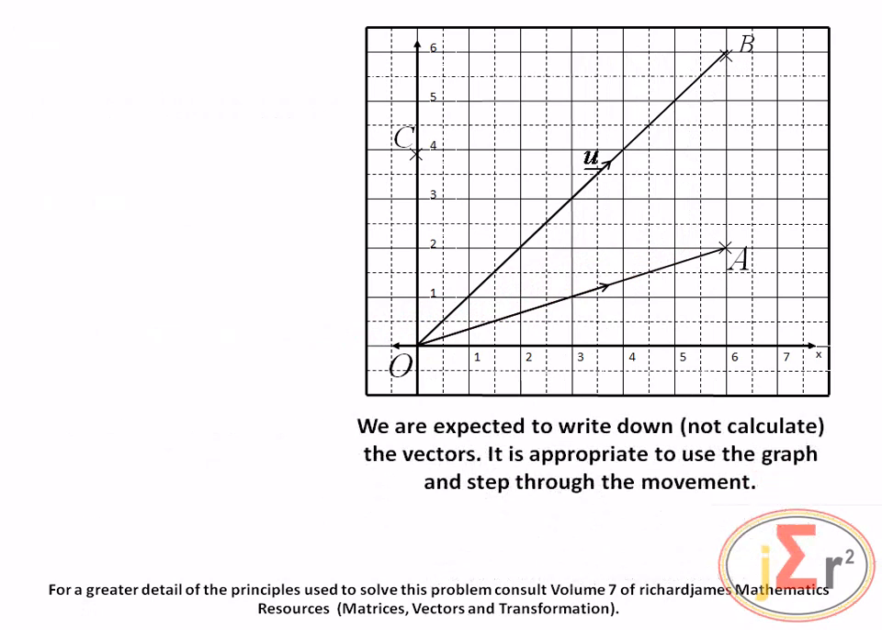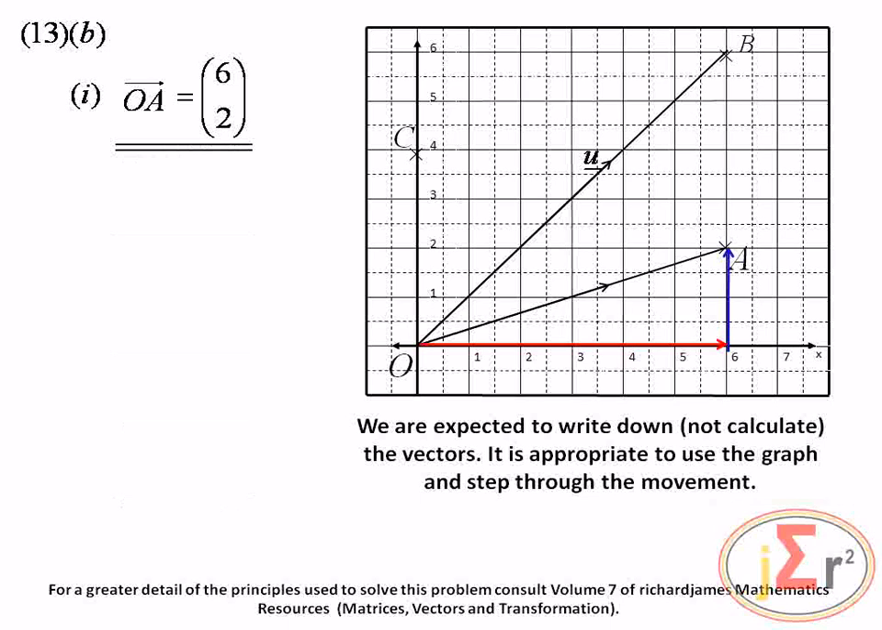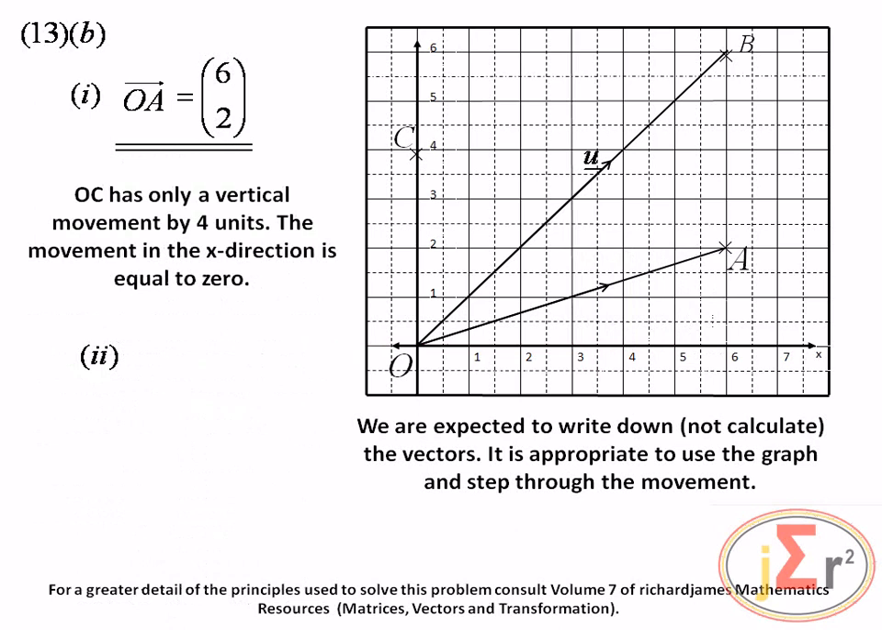We are expected to write down, not calculate the vectors. It is appropriate to use a graph and step through the movement. So which one are we going to be writing down now? OA. Right, so OA is what? 6 movements, so 6 units in the positive x direction and 2 units in the positive y direction. So OA is 6, 2. Any other? Of course. OC has only a vertical movement by 4 units. The movement in the x direction is equal to 0. So vertical movement alone, no horizontal movement. We are sure that the movement associated with C is 0 in the x direction and 4 in the y direction. No problem with that either.